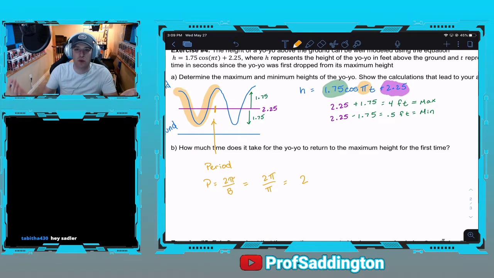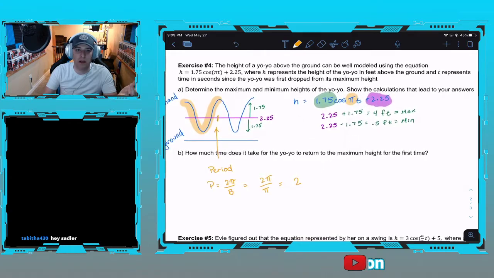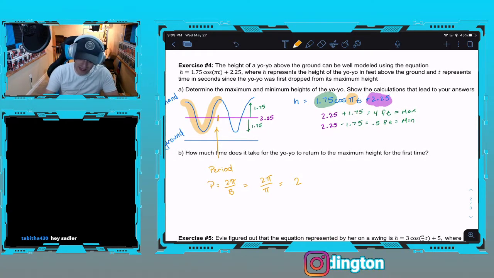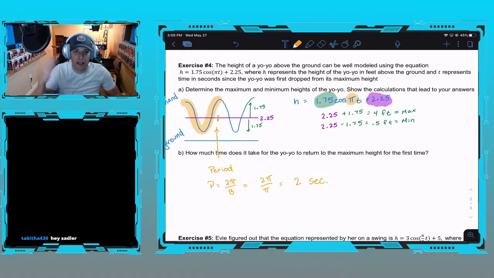We just have to make sure we put down the units. And if we go back up and look at what time was, it says time is in seconds. So we would have to just state that it takes 2 seconds for the yo-yo to go from the hand to the ground, back to the hand.